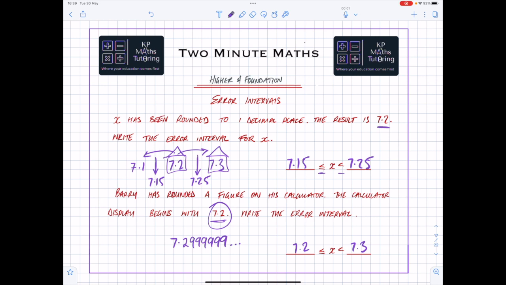So the first one there is just your basic error intervals. Imagine you live at that number, next door neighbour, and then put a fence up in between. If you see the word truncated or calculator display begins with, that number becomes your lower bound, and then pick the next decimal up from there. Okay?